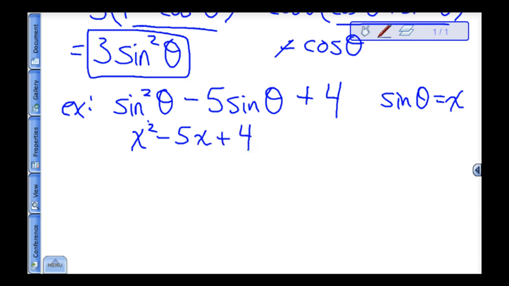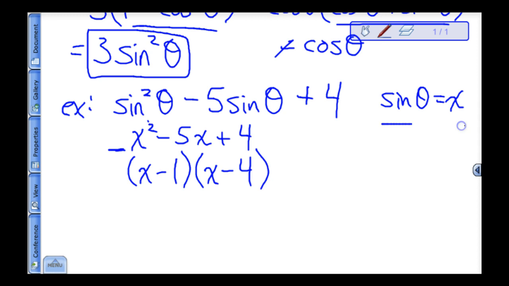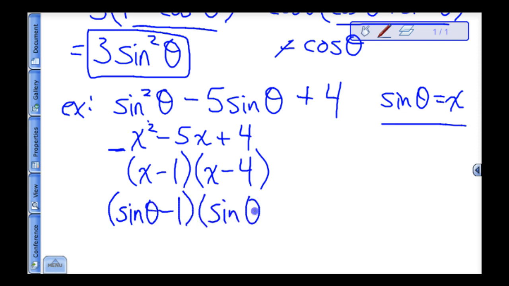This is factoring. I'm going to look for what multiplies to 4 and adds to negative 5. Since there's no term out here, I don't have to use any splitting up the middle term or anything like that. That's going to be, I've thought of it already, x minus 1, x minus 4. And then once I have it factored, I can put my substitution back in, because of course this wasn't x to begin with, this was sine theta. So I end up with sine theta minus 1 times sine theta minus 4. This is going to become important later on when we start solving quadratic equations.